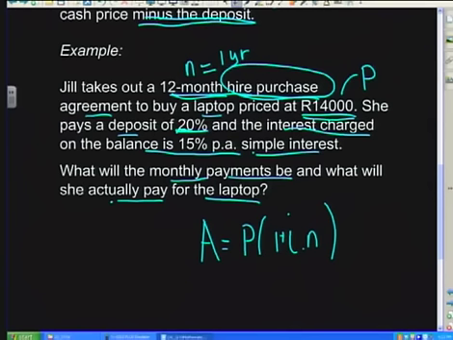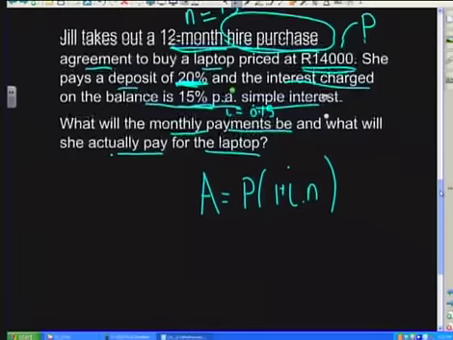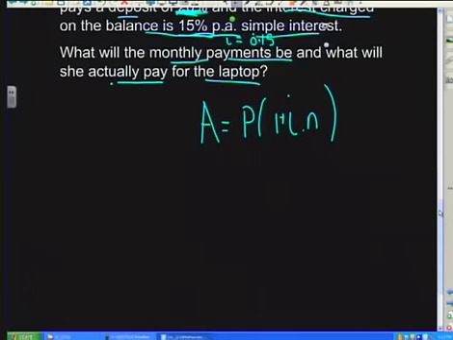She pays a deposit of 20%. We'll deal with that just now. And the interest rate is 15% per annum simple interest. So I must take my interest rate divided by 100, and I'll get 15 divided by 100, 0.15. Now what do we do with the fact that she's got a 20% deposit to pay? Now remember, they told us the original amount was 14,000 Rand, and we pay 20% of that amount as a deposit.